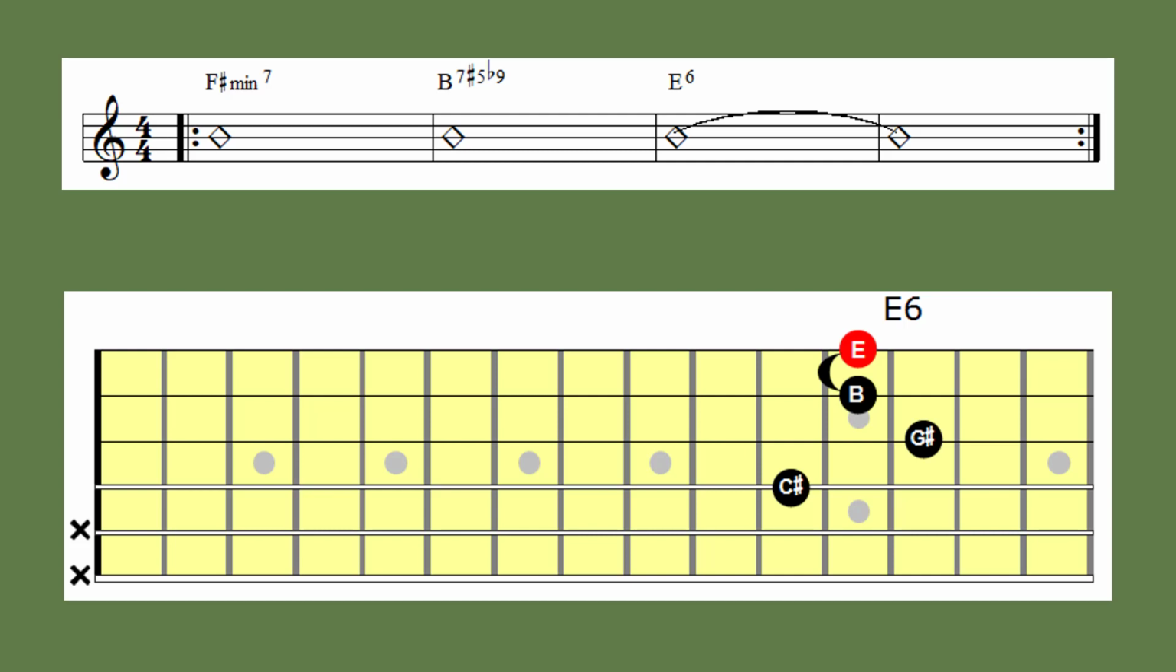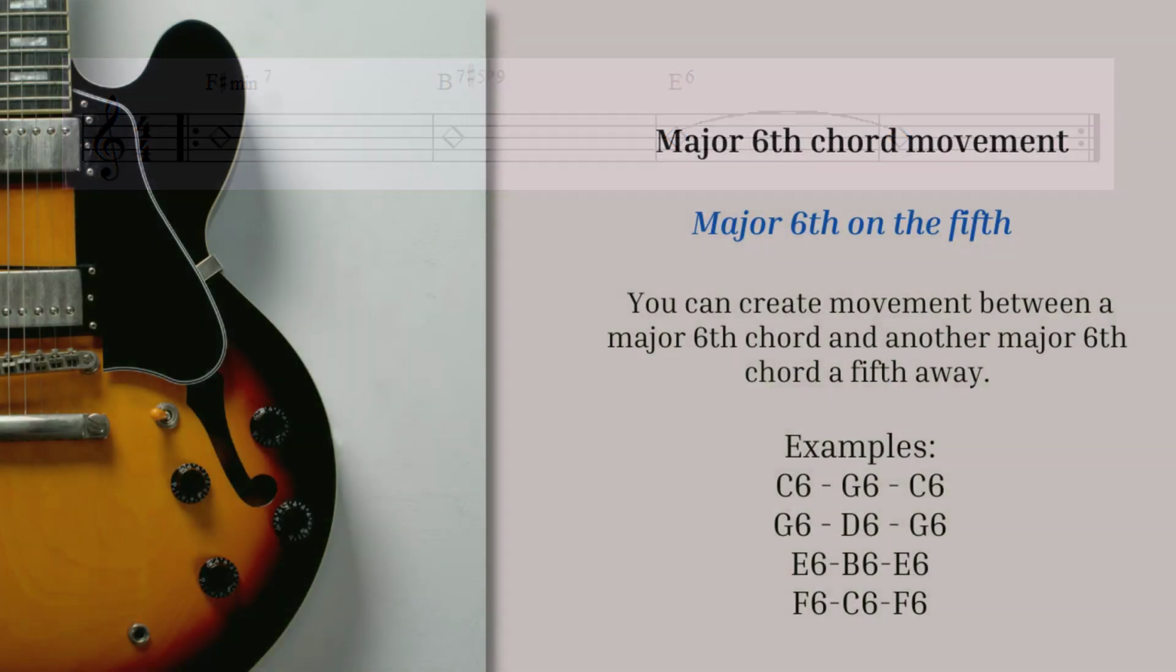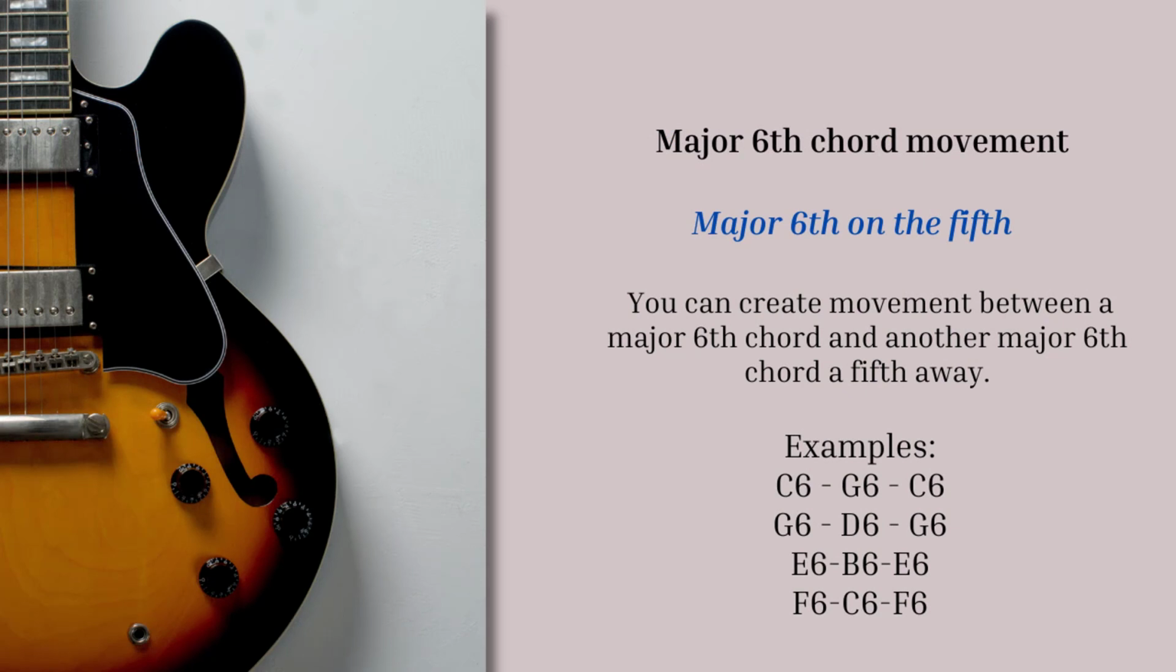And now I'd like to introduce another concept that'll help you create movement on a major chord. And it's a very simple concept. With a major sixth chord, you can move to another major sixth chord a fifth away. And how that works is that if you're playing C6th, you can move between C6th and G6th.